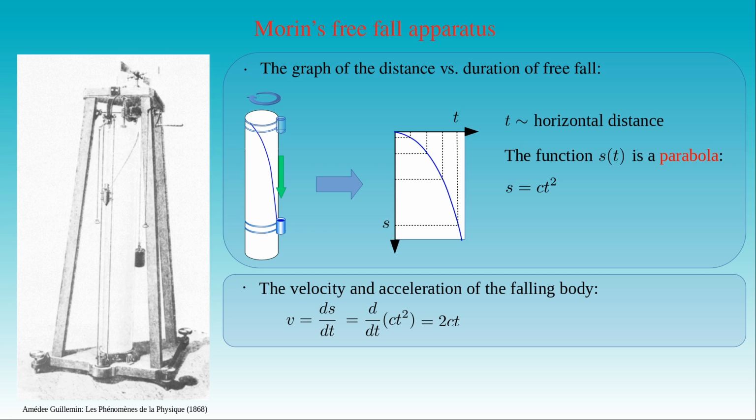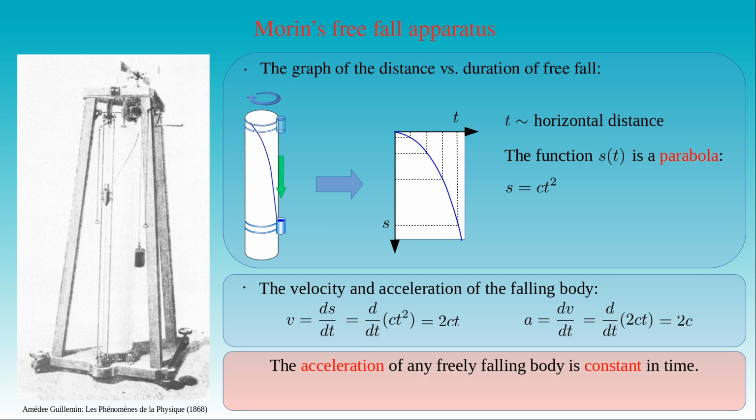Now, we can insert this result into the definition of the acceleration. The length of the acceleration vector is the derivative of the speed with respect to the time, that is the derivative of 2 times c times t. This gives 2 times c, which is constant, as we expected. Then we can conclude that the acceleration of any free-falling body is constant in time, and it is called gravitational acceleration. It is denoted by the letter g, and its value is 2 times c, that is 9.81 meters per second squared.